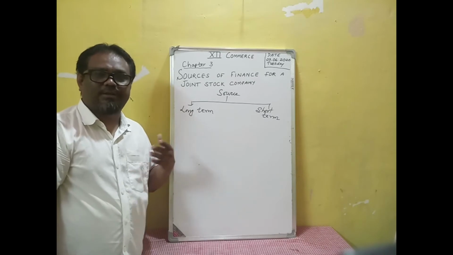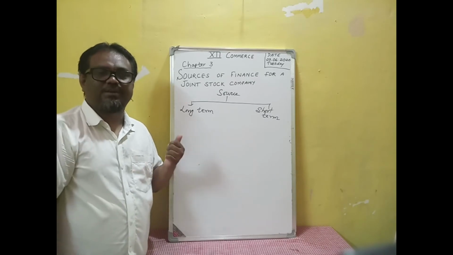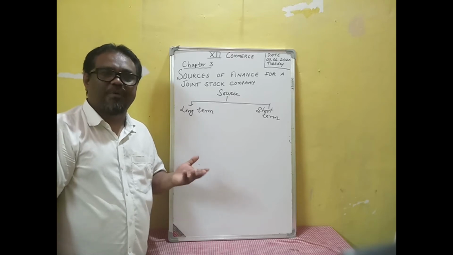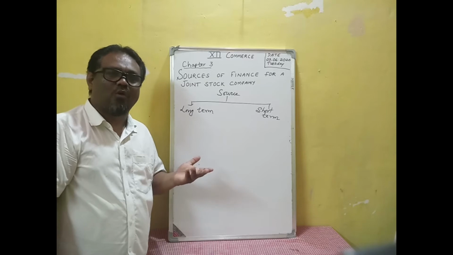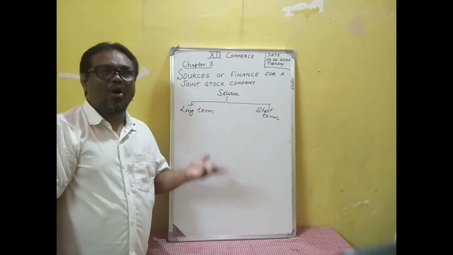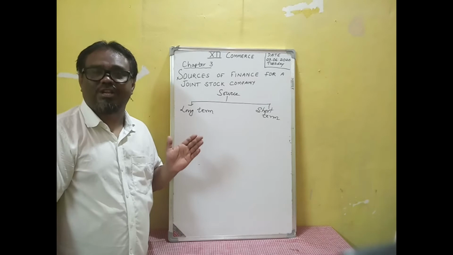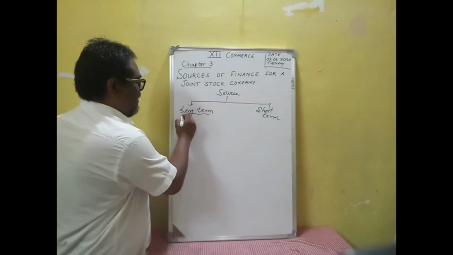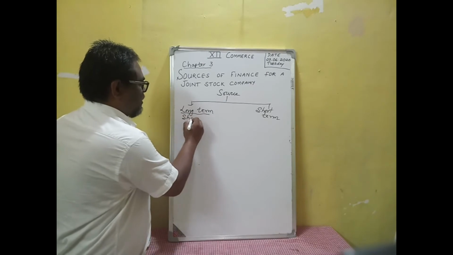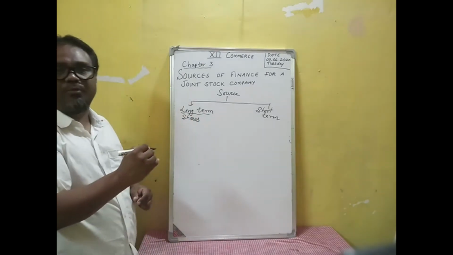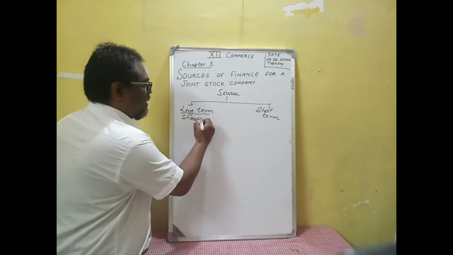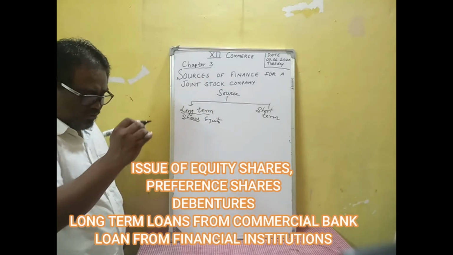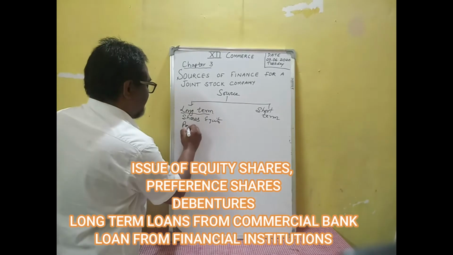include the issue of shares, issue of debentures, issue of preference shares, issue of equity shares, long-term loan from commercial bank, long-term loan from financial institutions. So long-term sources are shares. The shares may be equity shares or preference shares.